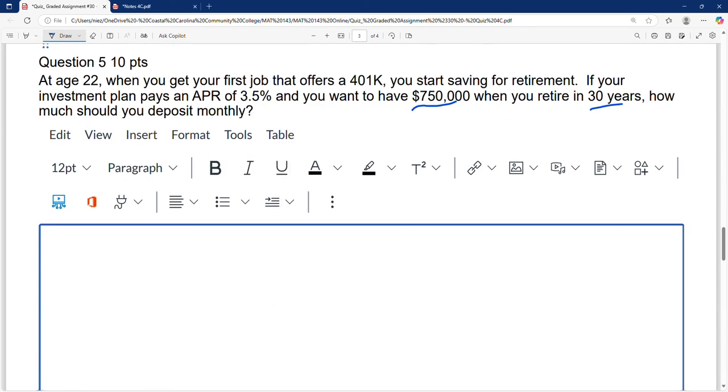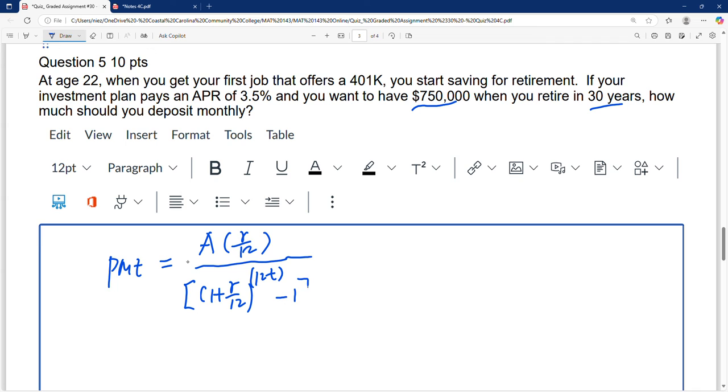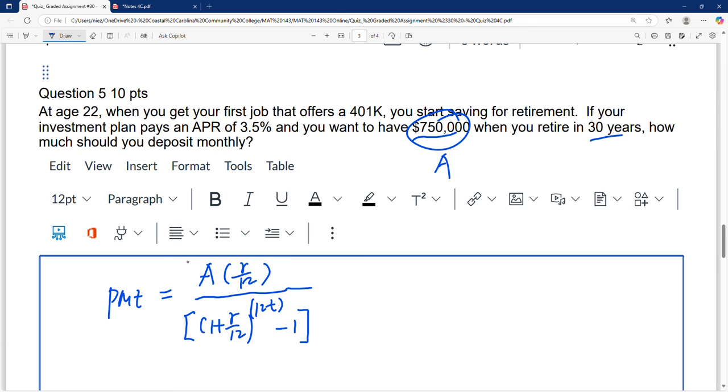All right. Question 5, write the formula first. This one we want to find the PMT. So PMT equals, copy the formula. If you can remember it, good. If you cannot remember it, copy it to the paper. A times R over 12, then over brackets 1 plus R over 12 to the 12t parentheses minus 1 brackets here. So this is A, and 30 years is T, and this is R, right? R is 0.035. So you plug every number into this formula.